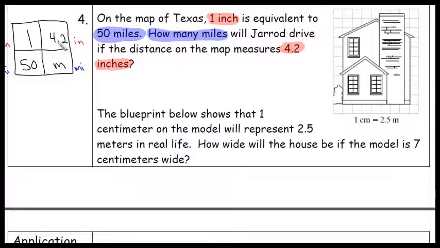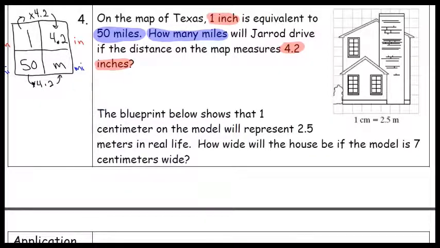Now in this case, it's really easy to see the scale factor because 1 times a number has to give me 4.2. The only way that I can get a 4.2 is if I multiply by 4.2. So that's my scale factor. So you can multiply 1 times 4.2 gives you 4.2, right? So all you have to do here is multiply that 50 times 4.2, and then you get your M, how many miles that's going to be. So you can finish that.